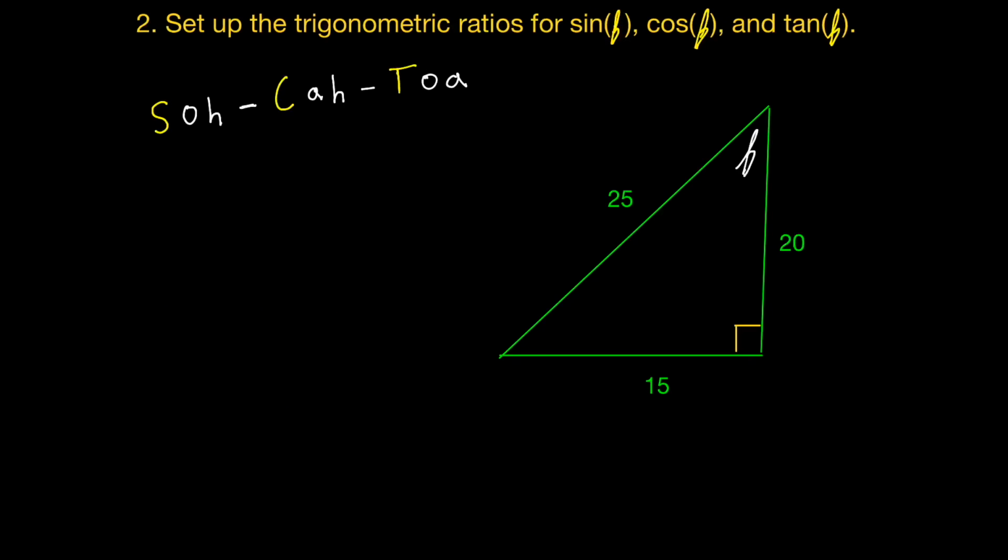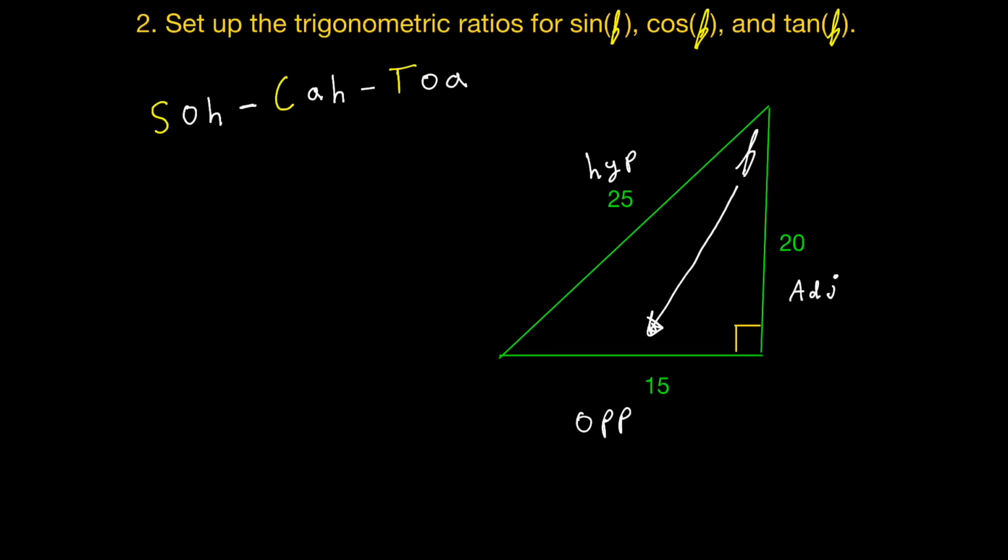Let's look at one more example. So example 2, we have to set up the trigonometric ratios for sine of beta, cosine of beta, and tangent of beta. So this time the angle of reference is going to be beta. But we will apply the same principle. Using our angle of reference, the length that's across will be labeled as the opposite side. The length that's across 90 degrees is going to be called the hypotenuse. And that leaves the remaining side to be called the adjacent side.